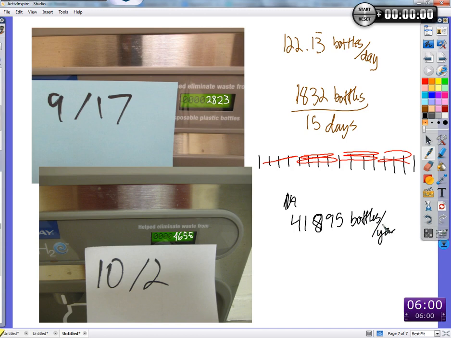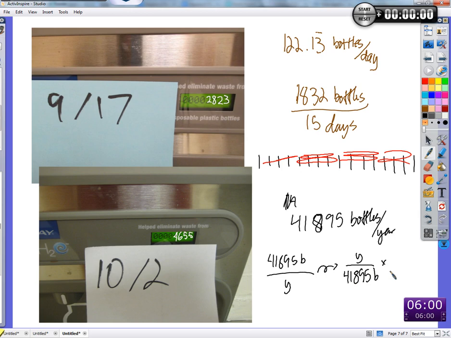So we're using this many approximately per school year. Okay. So if we just use that one, how many school years would it take to get to 99,999,999? How do we figure that out? Would you divide? Well, let's see, we got 41,895 bottles per school year. And we want to convert that to school years. Well, we could switch that and say it's 1 year per 41,895 bottles.